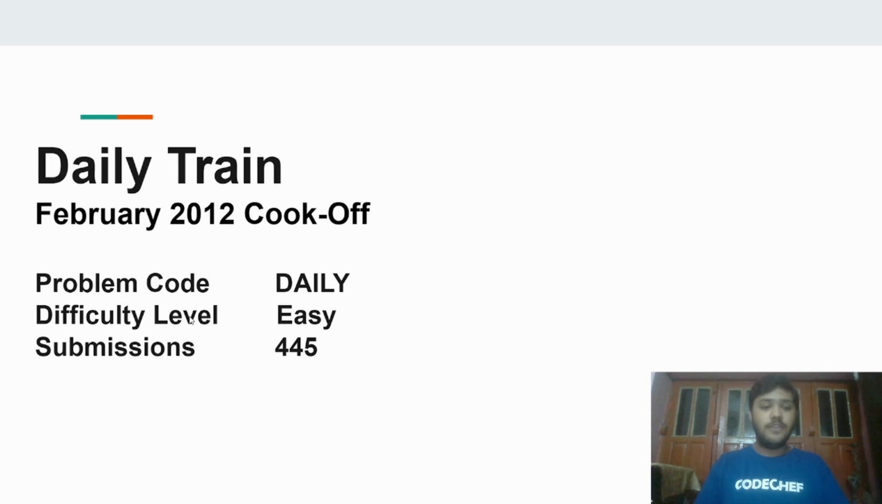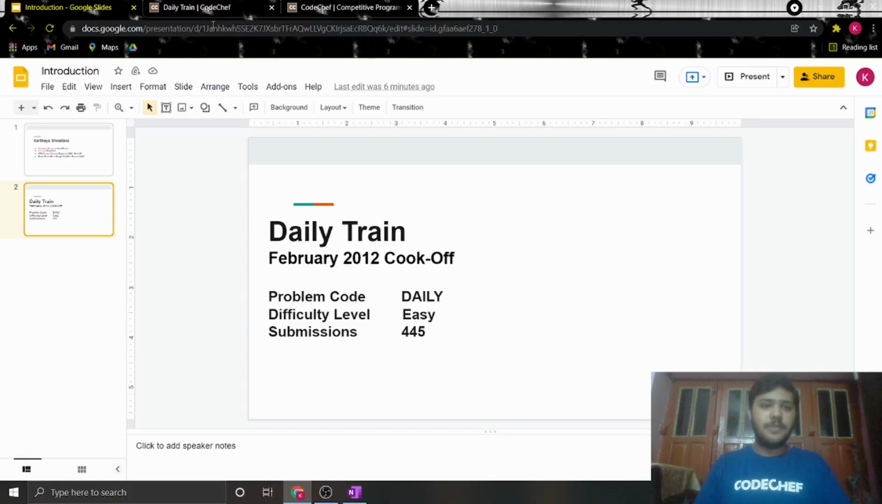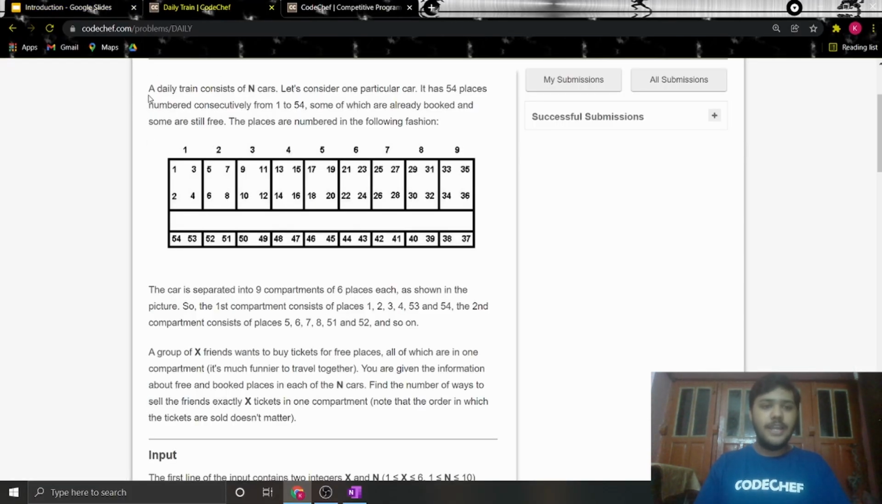The difficulty level of the problem is easy and the number of submissions in the contest was 445. So now let's move on to the problem statement. A daily train consists of n cars. Let's consider one particular car. So basically a daily train consists of n cars and we are considering a particular car.